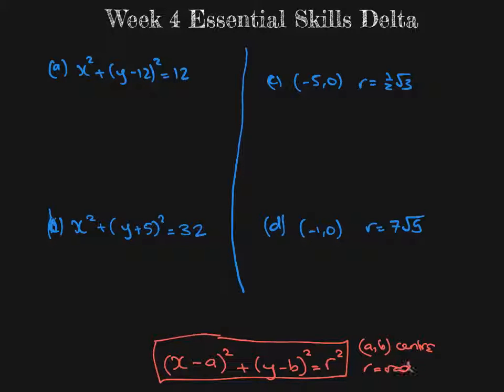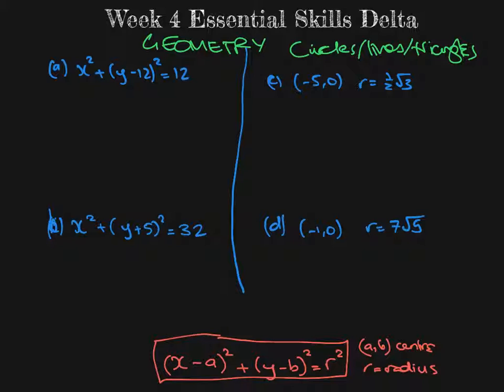It's always a good idea to have an image in your head when you're doing a geometry question, which circles are. Circles, lines, triangles are all geometry questions. So have an idea in your head about what you're looking at. Here's the centre (a, b), and here's the radius r. In the first two cases, we're going to identify the centre and the radius.